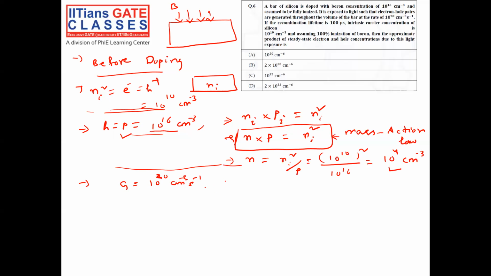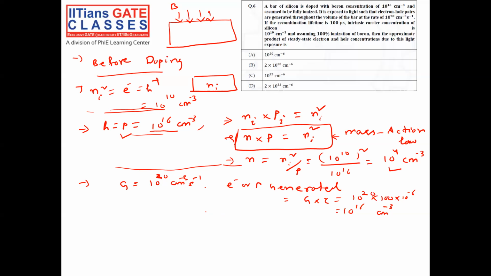So the number of electrons and holes generated is equal to G into tau, nothing but the generation rate into lifetime. What is the generation rate? 10 power of 20 into lifetime, which is how much? 100 microsecond, 100 into 10 power of minus 6. This is equal to 10 power of 16 per cm cube.